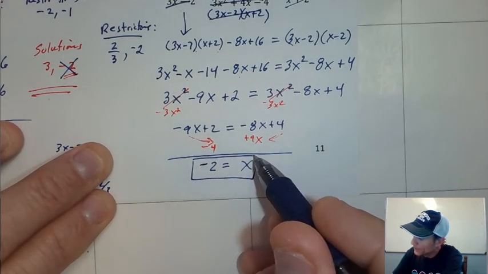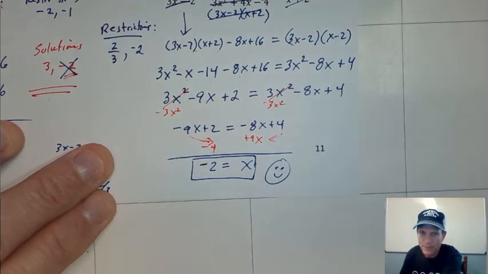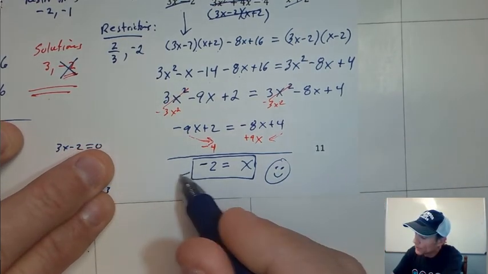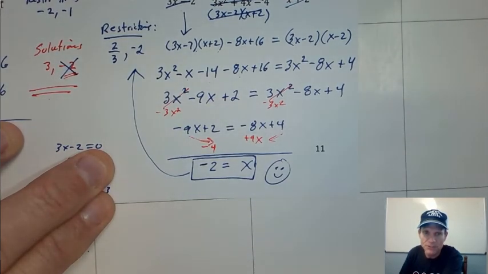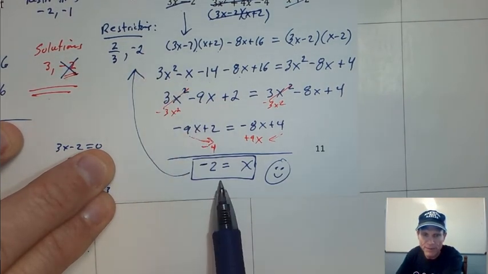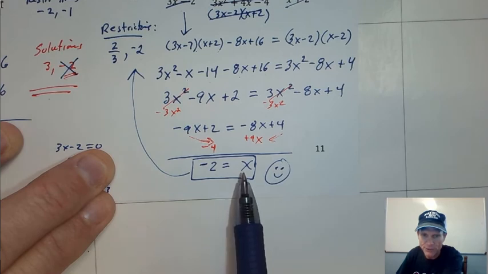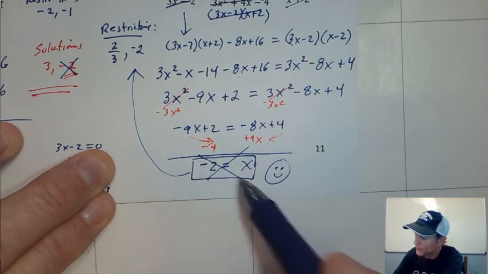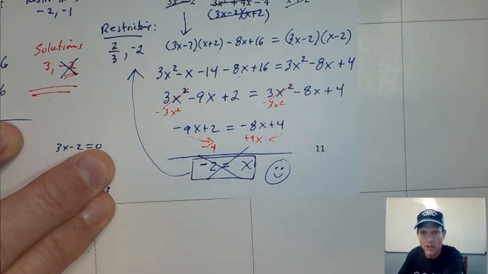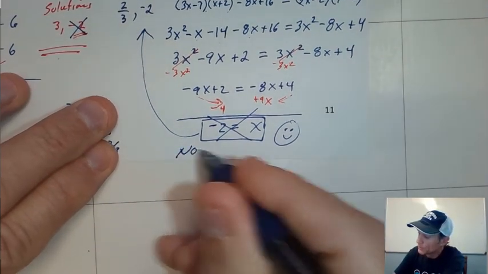Now, yay, I'm done, right? Well, I need to cross-reference it with my restrictions. And look, it says x cannot be negative 2, and then I found x equals negative 2. Oh no. Maybe smiley face, if you catch this, that you have to rule out that answer. And so how do you state your answer? Well, you would say no solution.